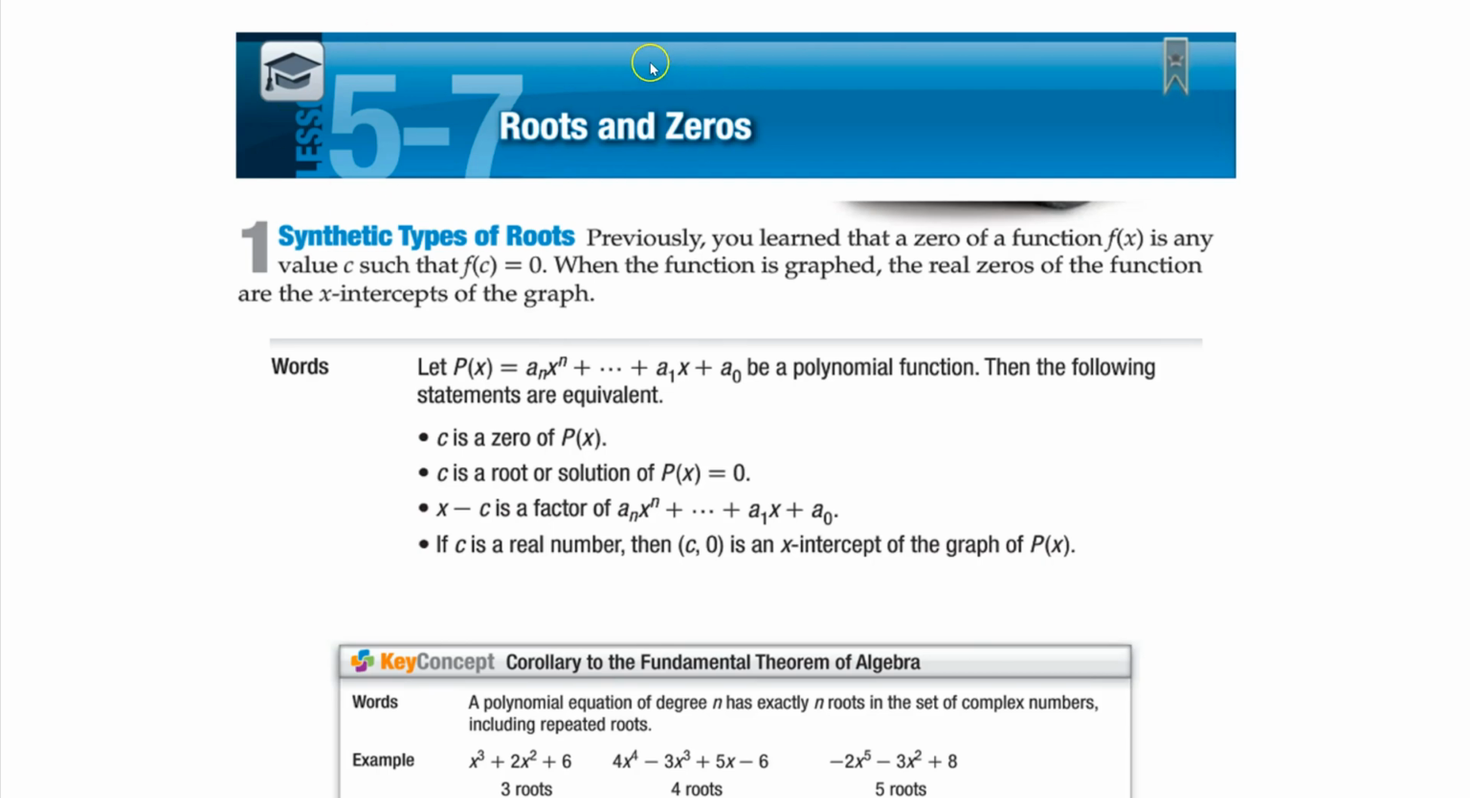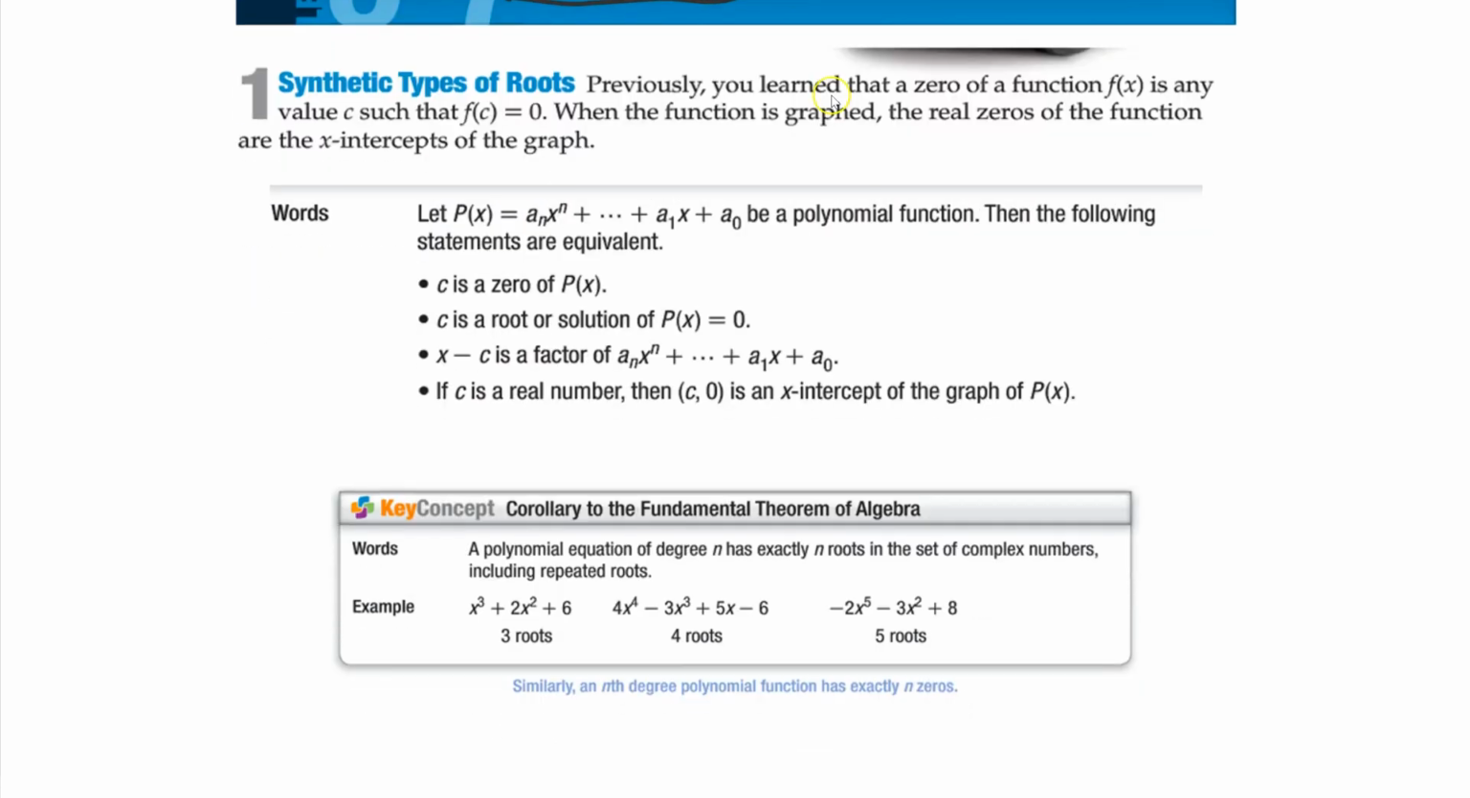5.7 Roots and zeros. This lesson's all about how to find the roots and zeros of any polynomial equation, or most polynomial equations. So look, last lesson we talked about what a zero of a function is, right?